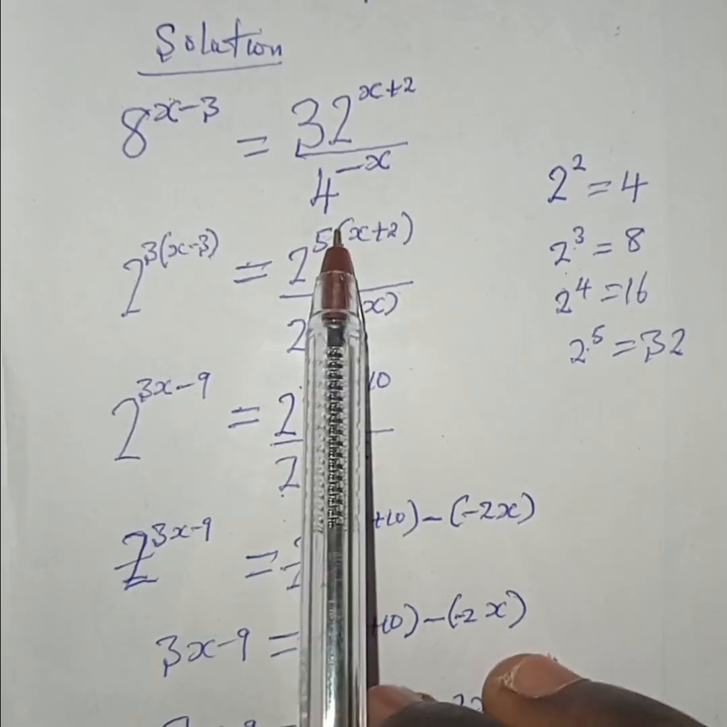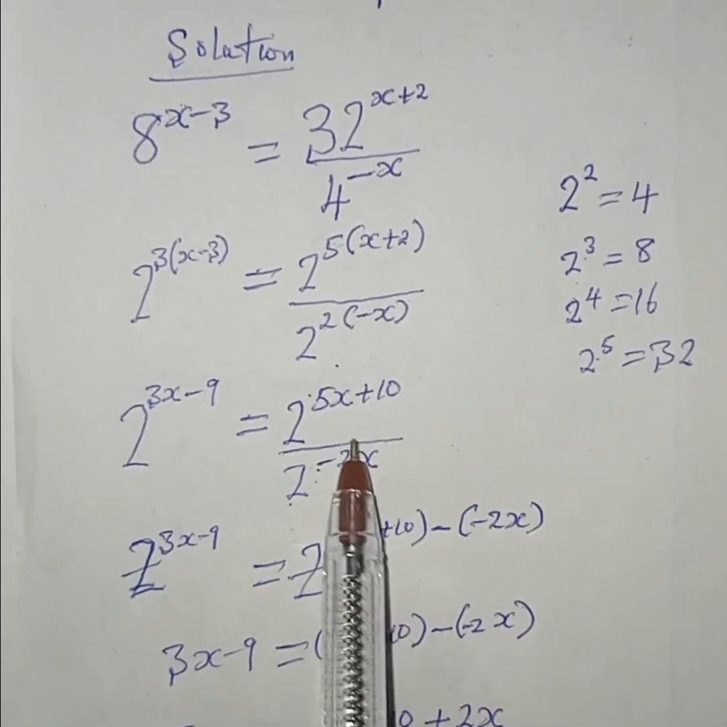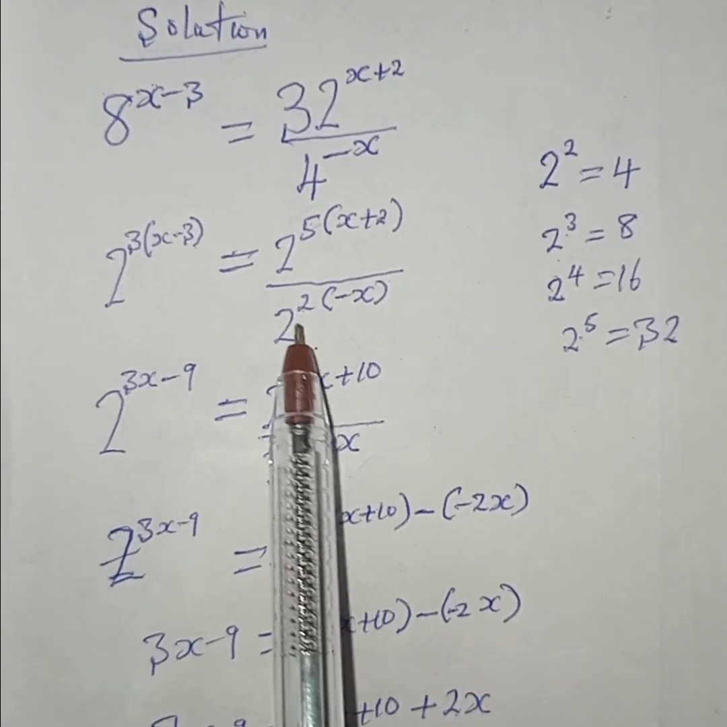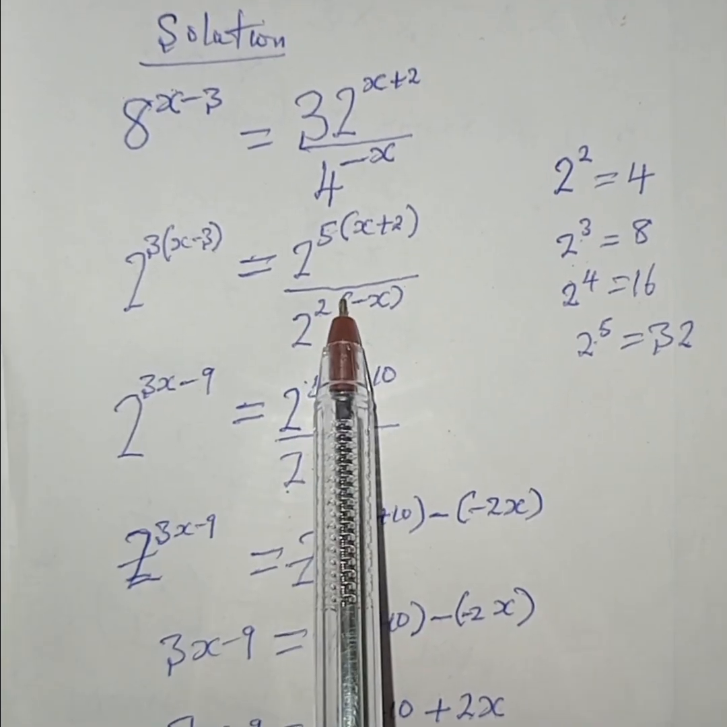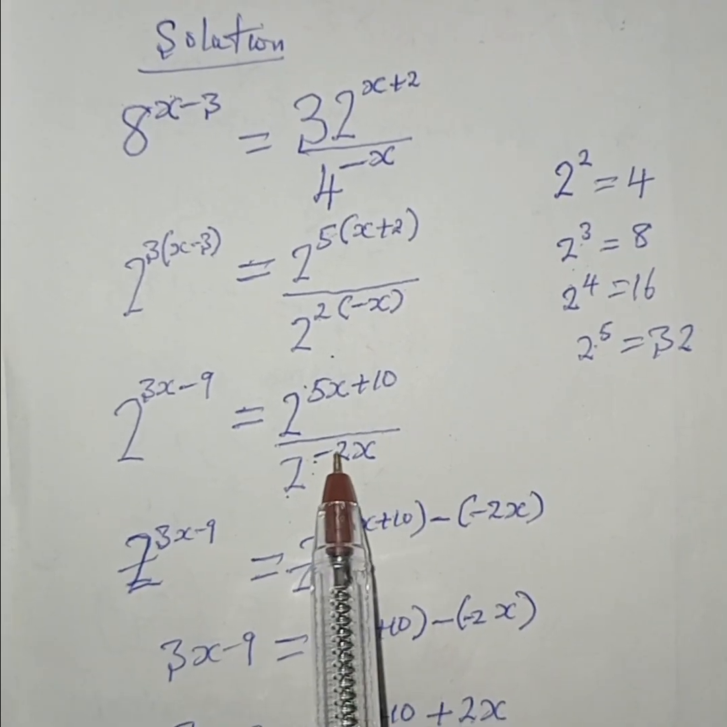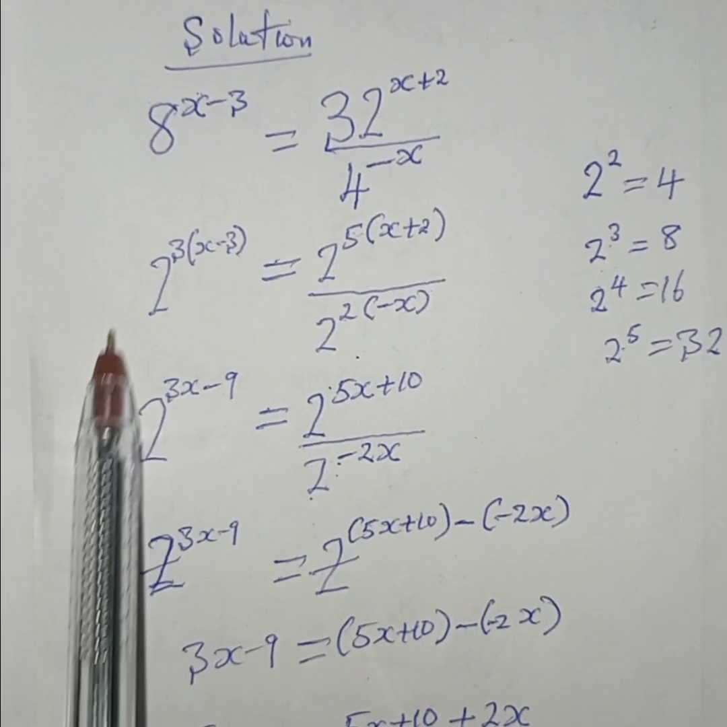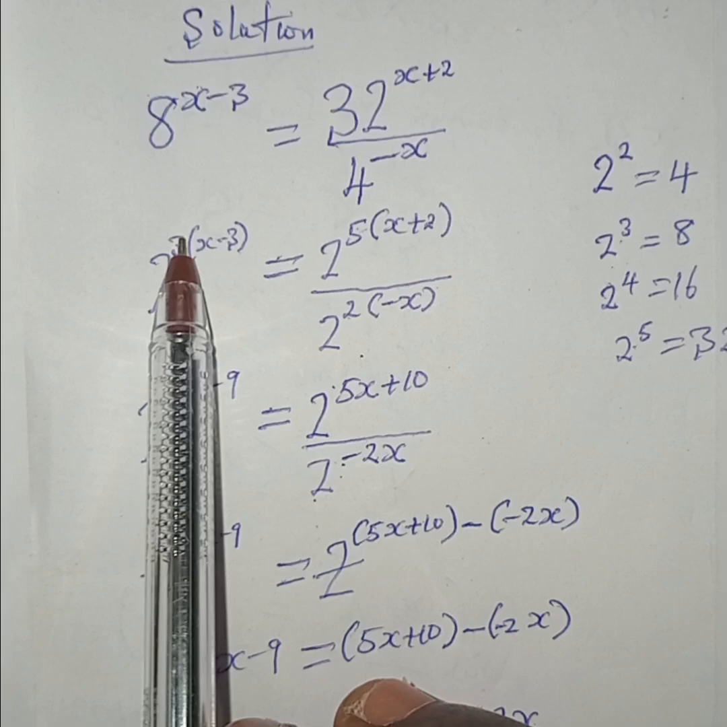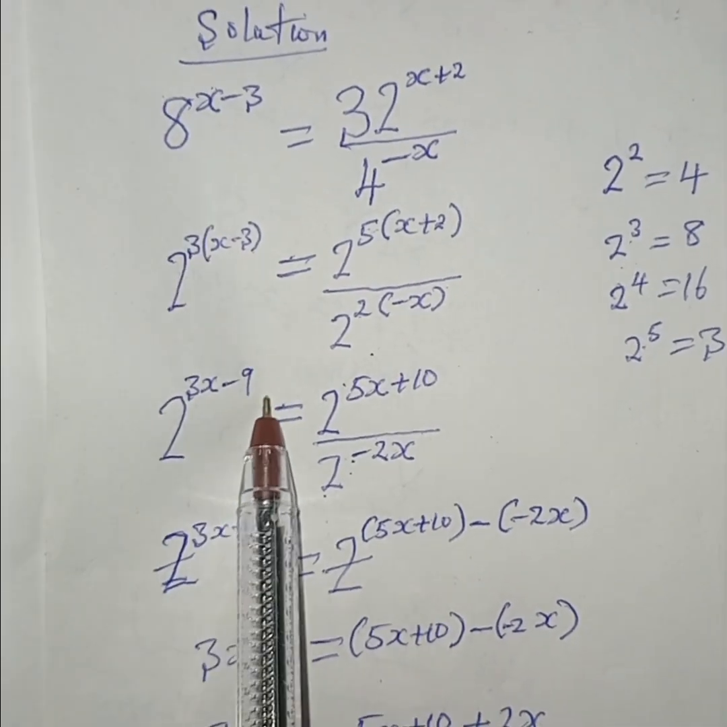Now opening this bracket, 5 times x give us 5x. 5 times 2 give us 10. Then 2 multiply minus x will give us 2 raised to the power of minus 2x, while this side remains like this. That is 3 multiply x, 3x. 3 multiply minus 3 will give us minus 9.